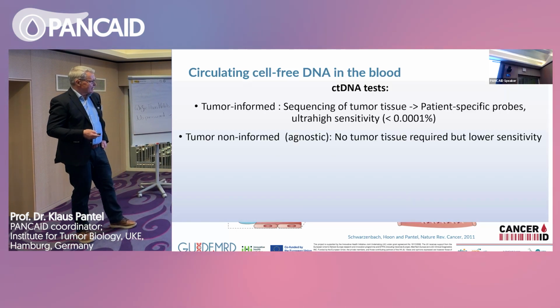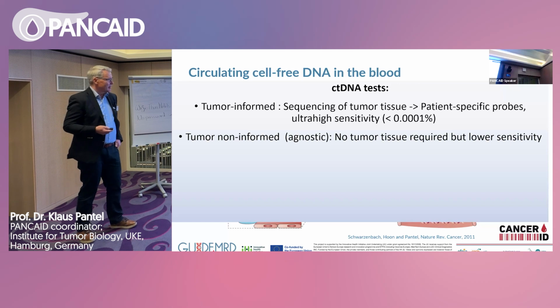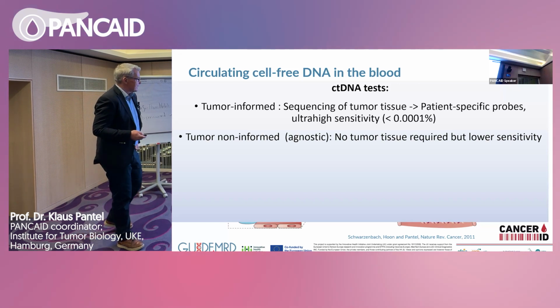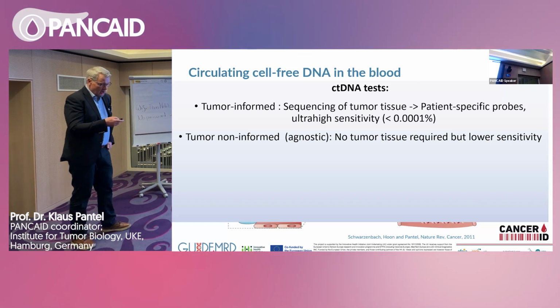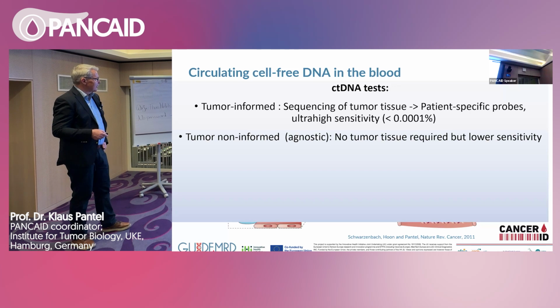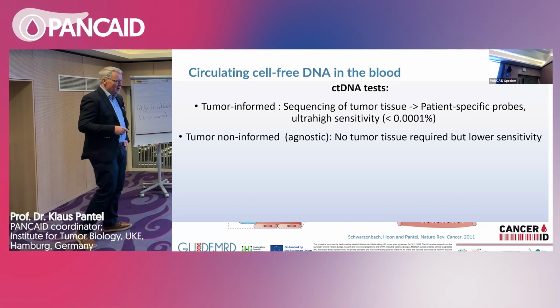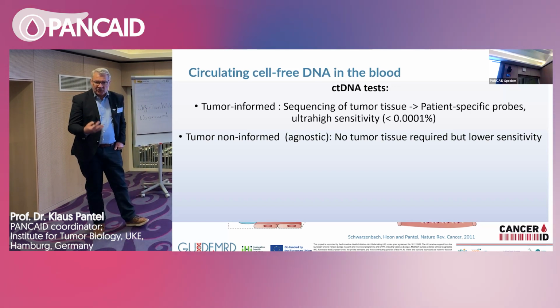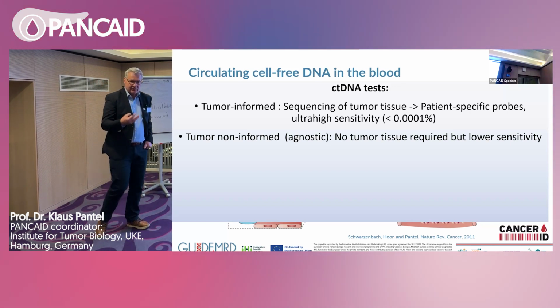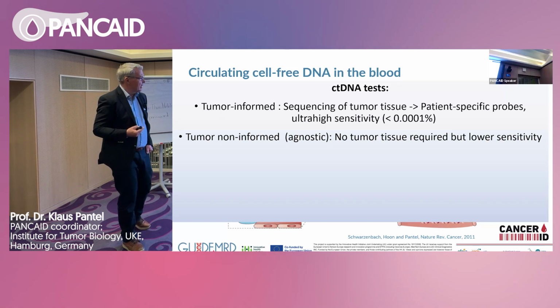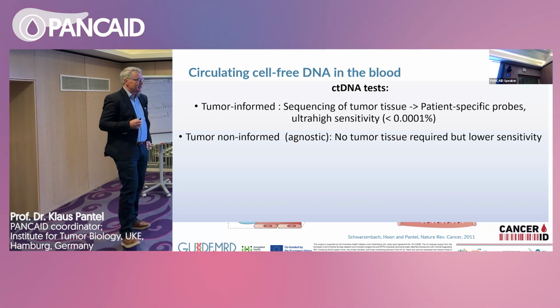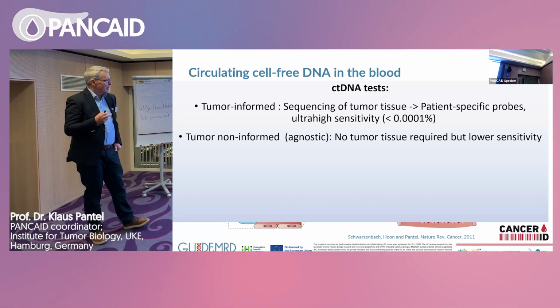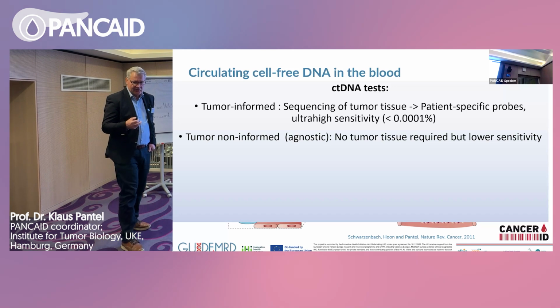So what are the methods in principle? I think we have heard about that already many times. We have in principle tumor-informed and tumor-non-informed assays, also sometimes called tumor-agnostic assays. For the tumor-informed, you need to get information on the individual composition of the patient, usually from the primary tumors. So you have very specific information, and you can really then design tests with a very high sensitivity.